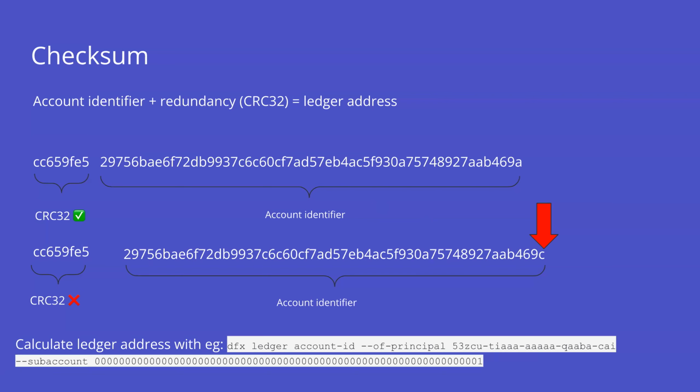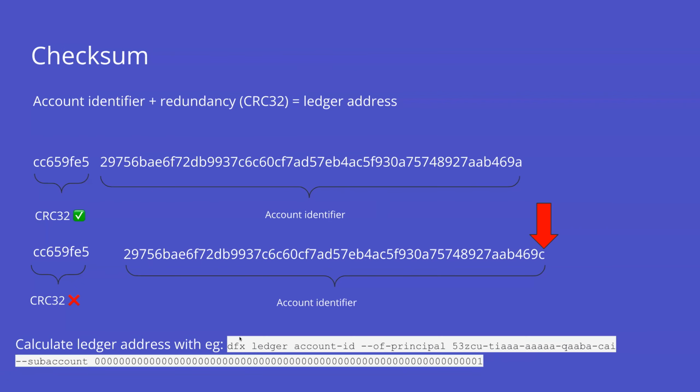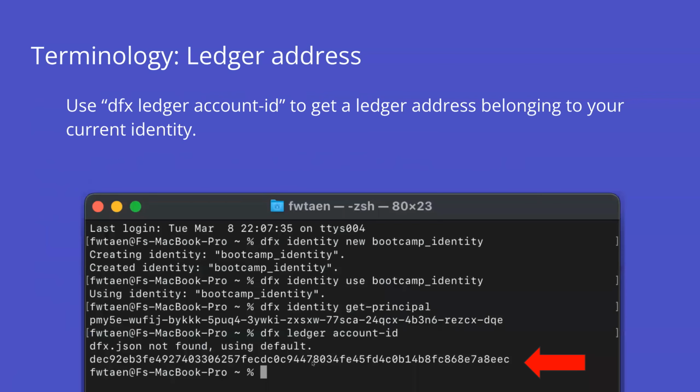DFX has a command to calculate a ledger address called dfx ledger account-id. You can give the principal and this sub-account identifier, and it will calculate the ledger address from there. And if you just do dfx ledger account-id without anything, it will use your current principal ID and the default sub-account identifier of 32 zeros.